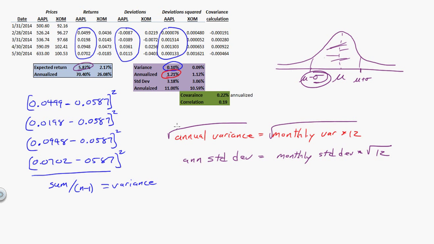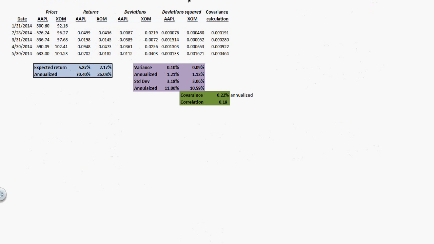Okay, so what we have now is the ability to calculate the variance and annualize it, standard deviation and annualize it, and you can do it both for Apple and ExxonMobil. So how to do the covariance? Well, what I want to do for that is I'll come over here and I'll say the return for Apple minus its average return times the return for, I'll use X for return for ExxonMobil, minus its average return. This is the deviation of Apple, the deviation of Exxon.